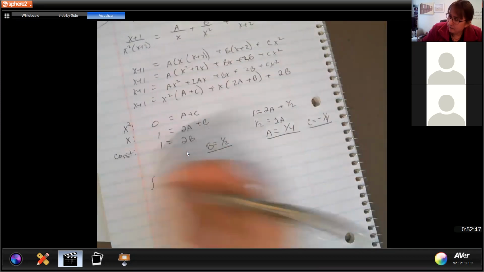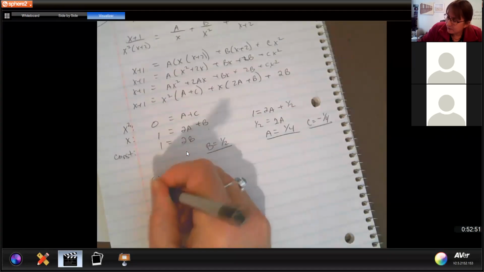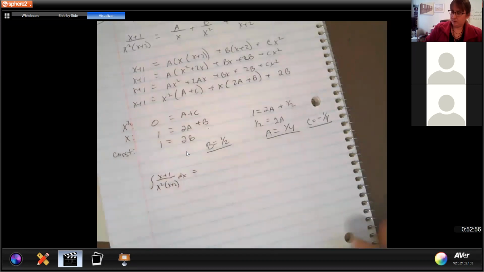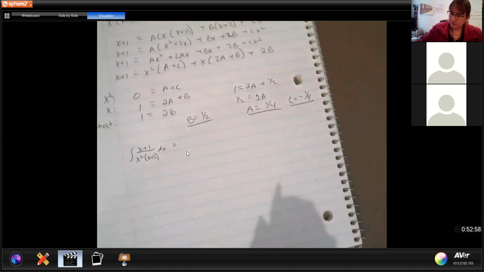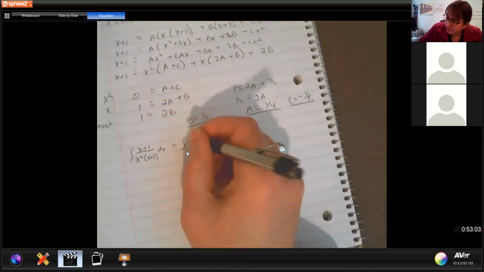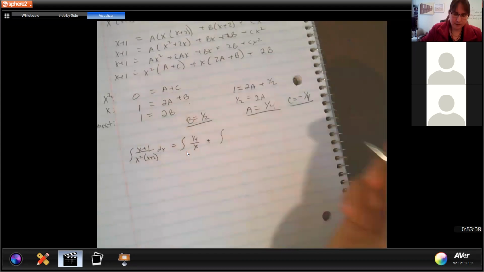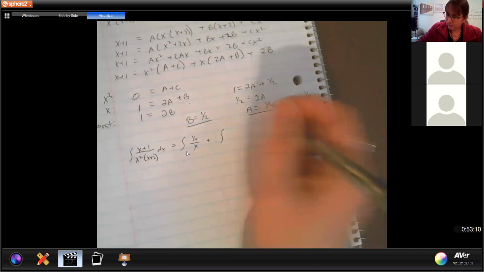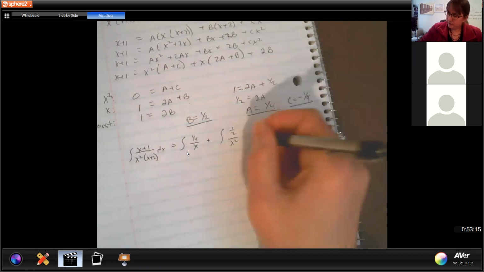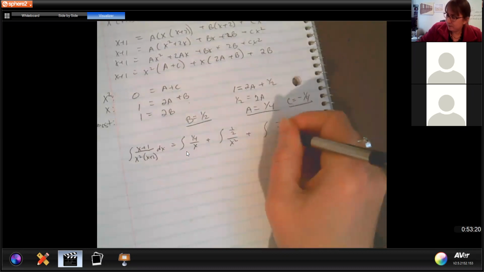And then we integrate. So the integral of x plus 1 over x squared, x plus 2 is equal to the integral of a over x, so 1/4 over x, plus the integral of b over x squared, so 1/2 over x squared, and the integral of c over x plus 2.